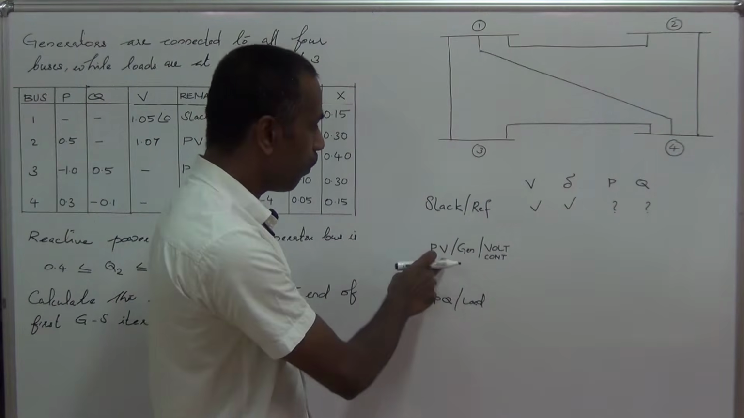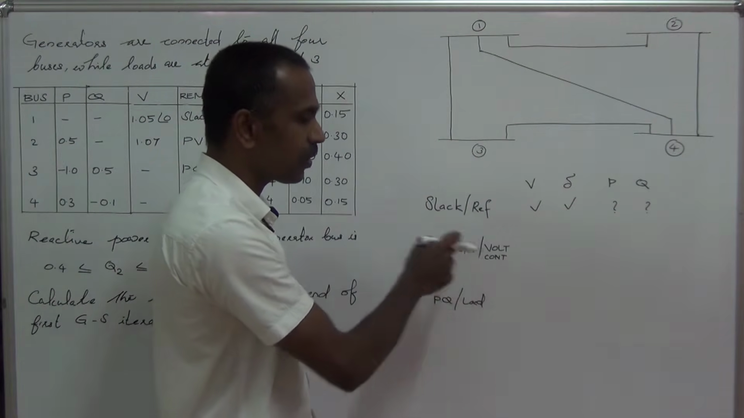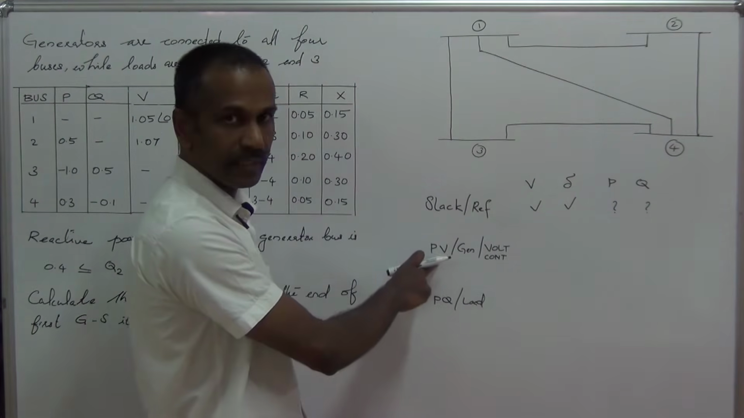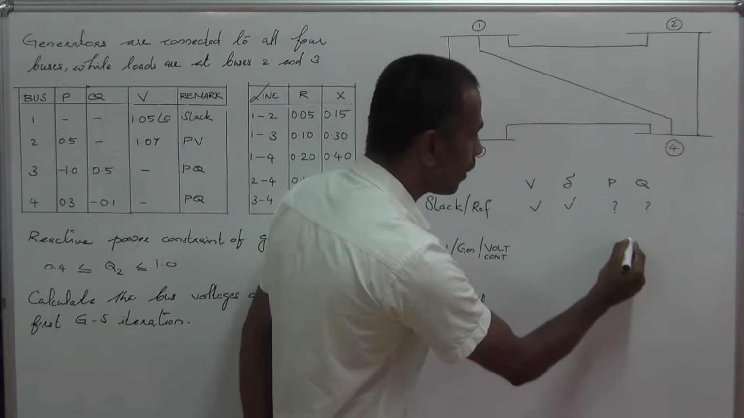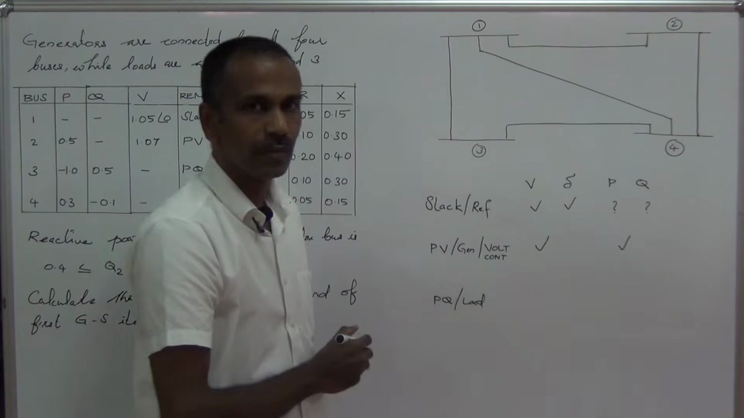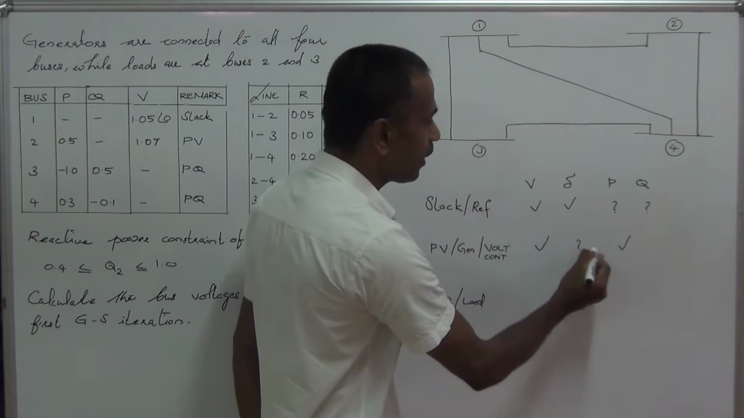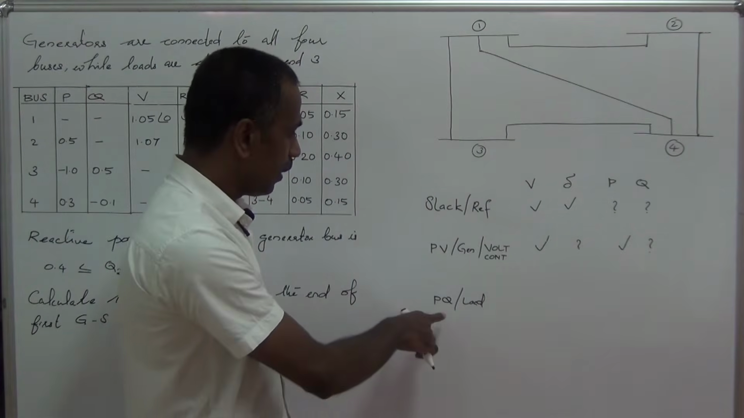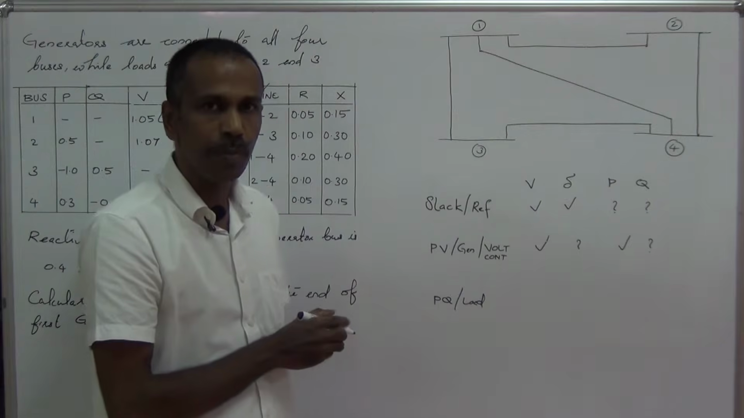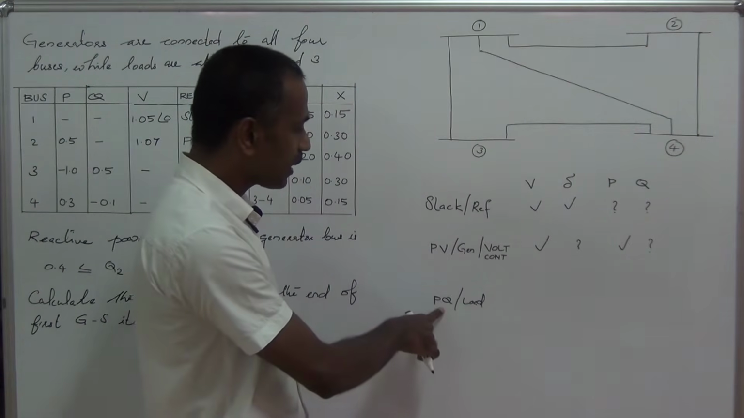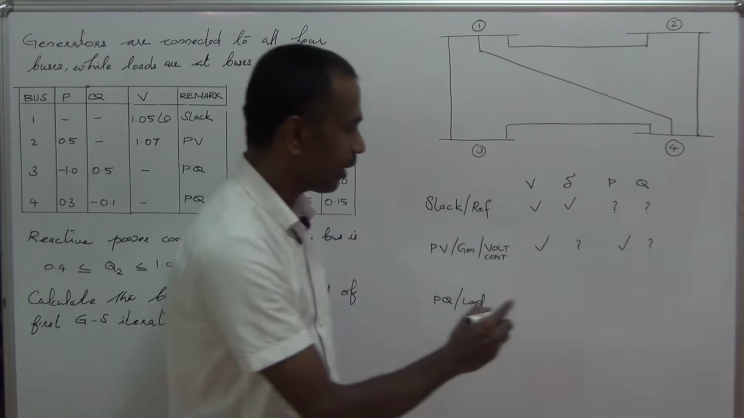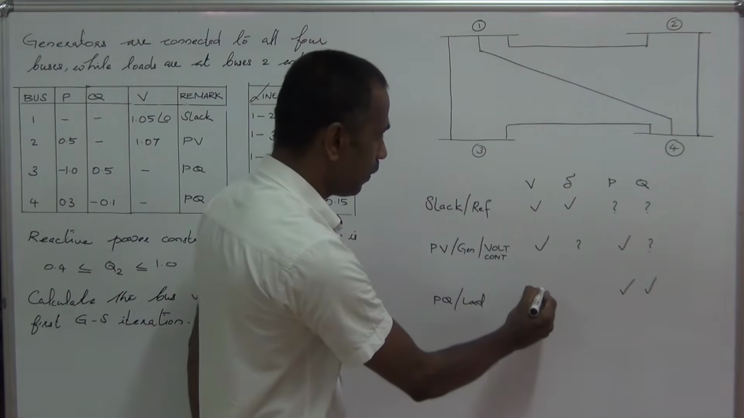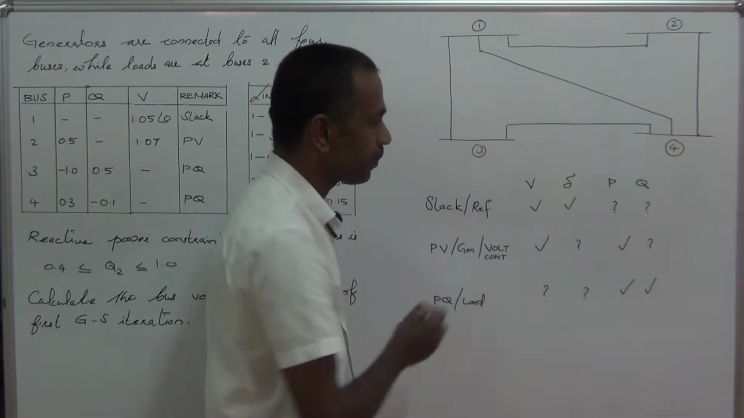In the case of PV bus or a generator bus or a voltage controlled bus, as the term suggests, P and V are specified. So we have to find out delta and the reactive power Q. In the case of PQ bus or the load bus, as the name says, P and Q are specified. So we have to find out V and delta.